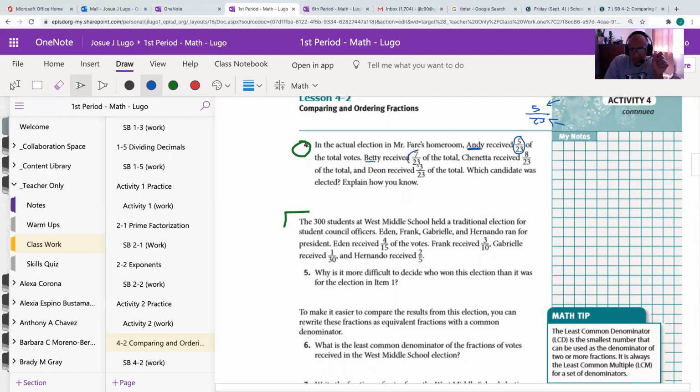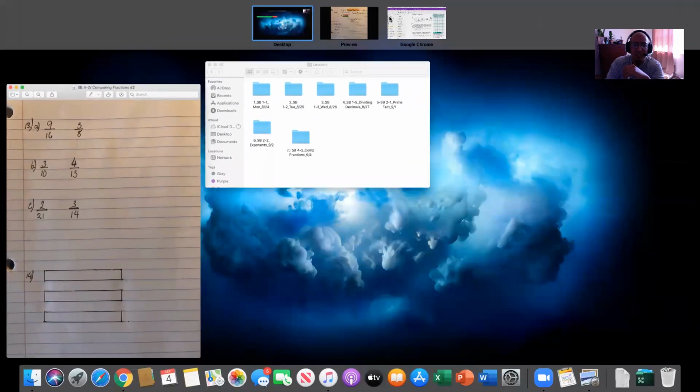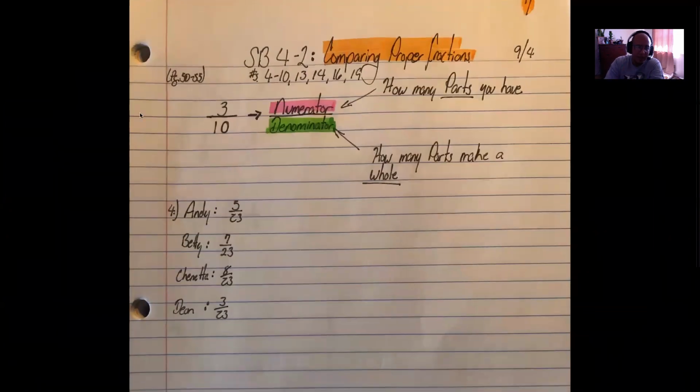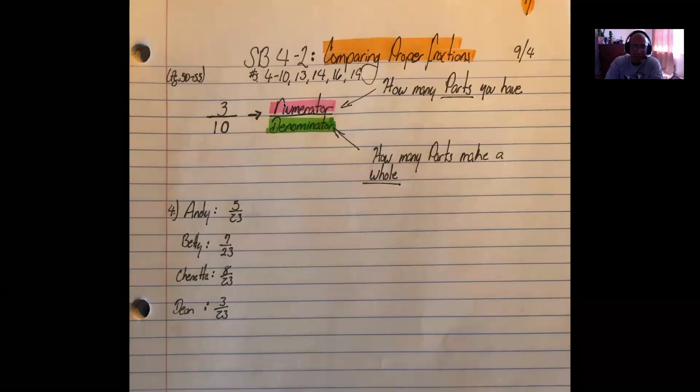Betty received 7/23 of the total. Shanetta received 8/23 of the total, and Dion received 3/23 of the total. And we want to see who got the most votes. And so that's precisely where I got this information over here in my notebook. So we have Andy, and we're just going to call him A. He received 5 out of 23. That's where that fraction came from.